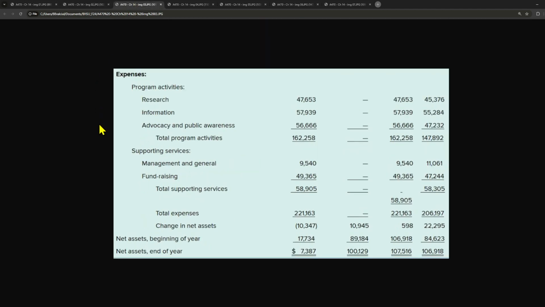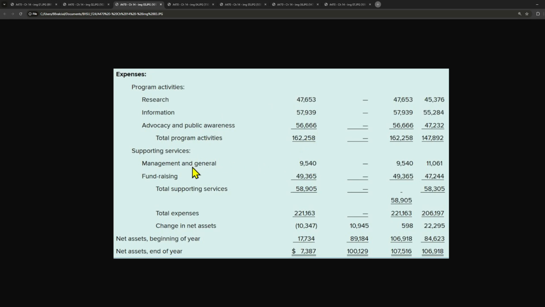How about for expenses? Remember, again, we said very clearly that expenses need to be divided between the amounts of money or funds that we spend on the program. Remember, the program is our mission, is our purpose. So the purpose of this particular organization, they have three purposes: research, providing information, and then advocacy and public awareness. And so these are the expenses that they spend on that, 162.